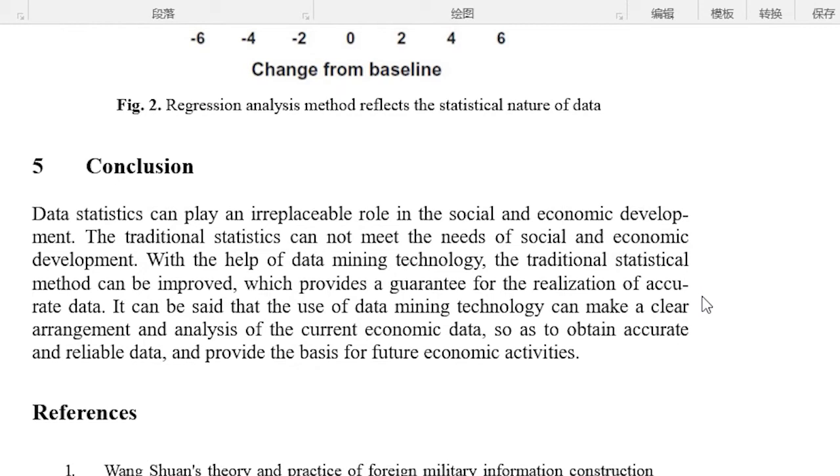It can be said that the use of data mining technology can make a clear arrangement and analysis of the current economic data, so as to obtain accurate and reliable data, and provide the basis for future economic activities.